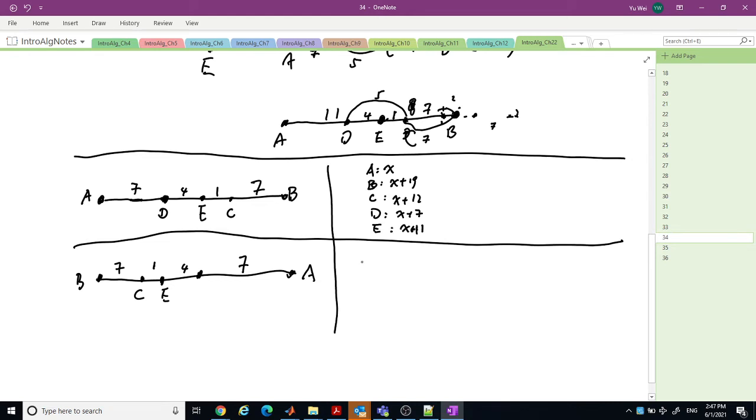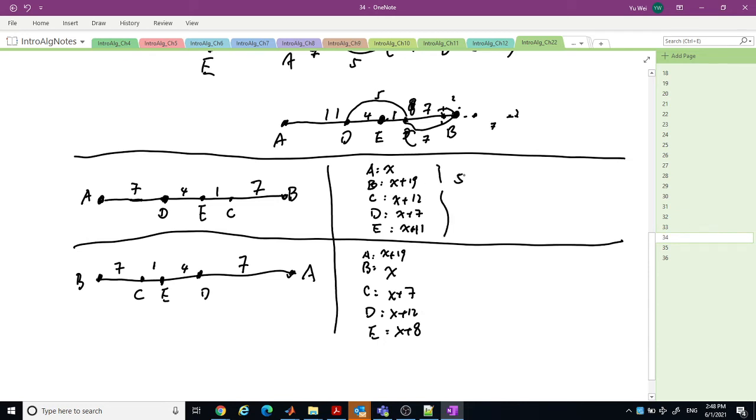Okay, for this one, B is X. A is X plus 19. Then C will be X plus 7. Then D will be X plus 12. And E will be X plus 8. Okay, now let's solve it.